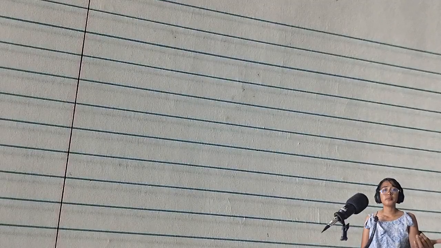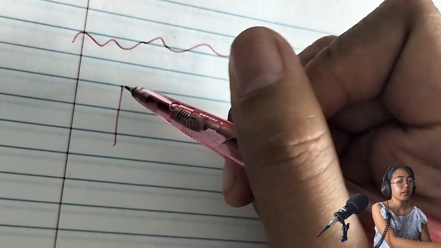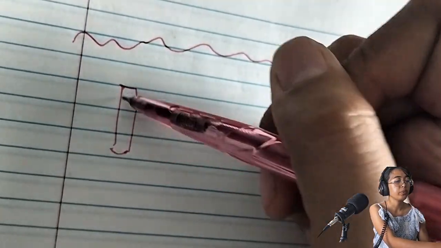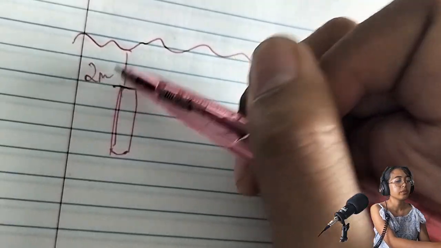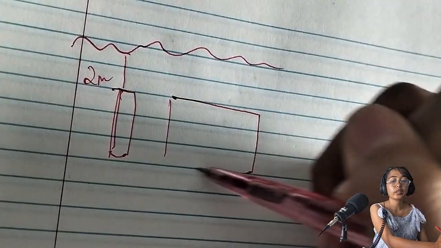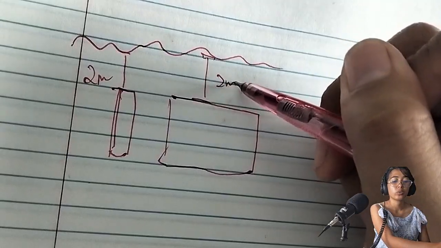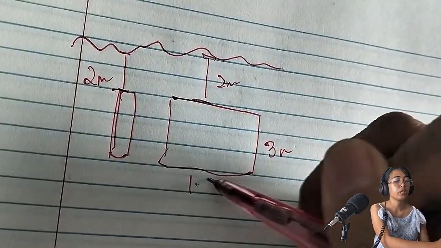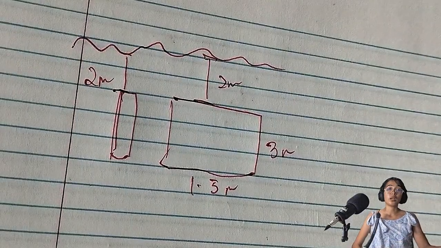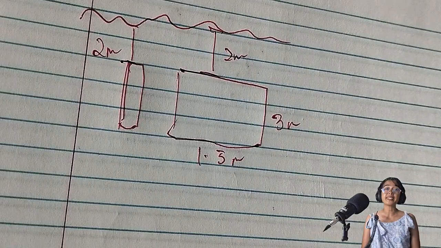That's why the hydrostatic force is what we will find. So first, here we have a rectangular gate. Earlier it was in side view, and it's 2 meters below the water surface. So in front view, our rectangular gate is 2 meters here, then 3 meters here, then 1.5 meters is its width. So this gate is under the water.